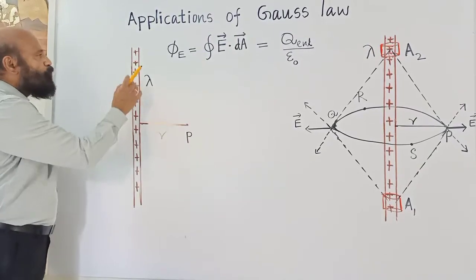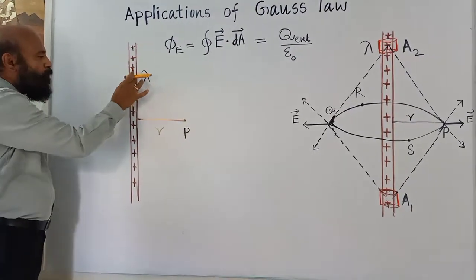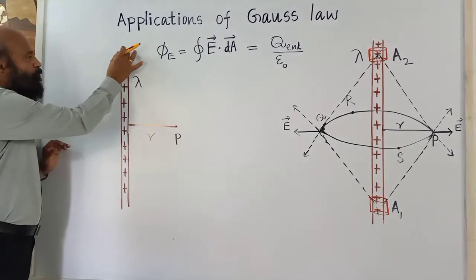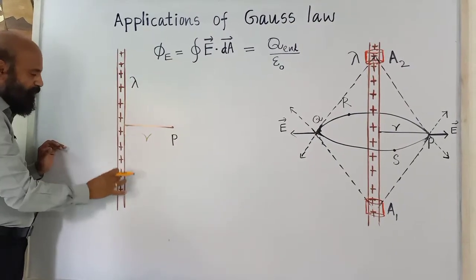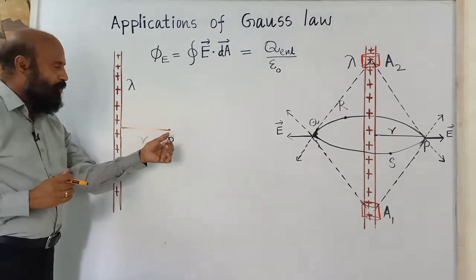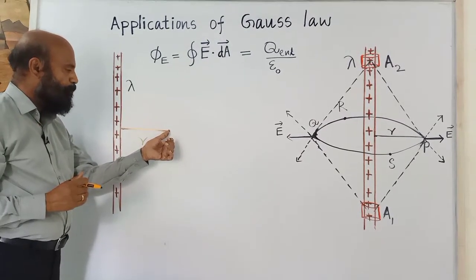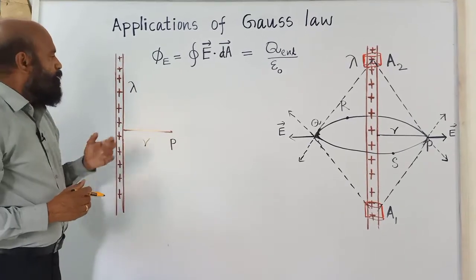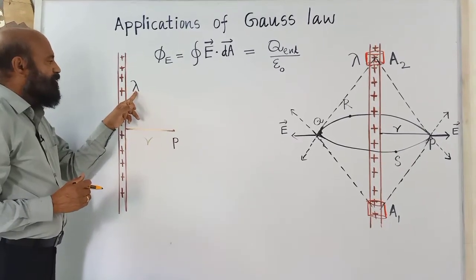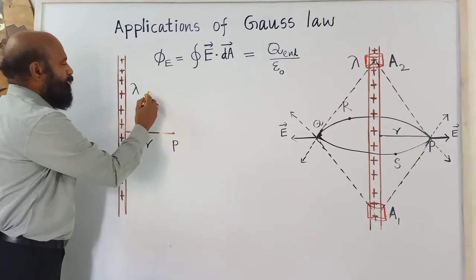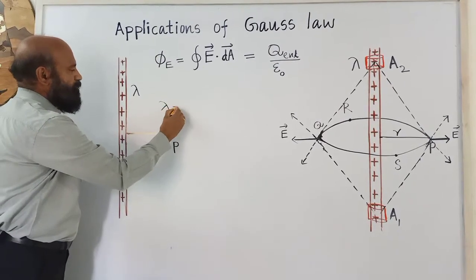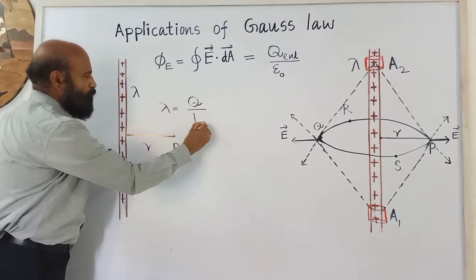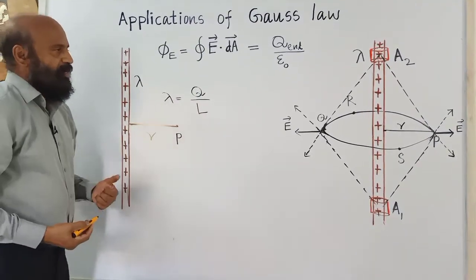Electric field due to an infinitely long charged wire. Here there is an infinitely long charged wire. You have to find out the electric field at a point P, which is at a distance r from the wire. Here charge density is lambda, charge per unit length. Lambda is the charge density, so total charge Q divided by L. So it's called charge density.